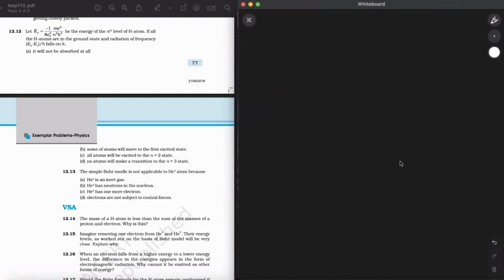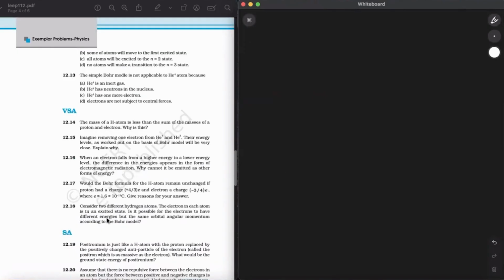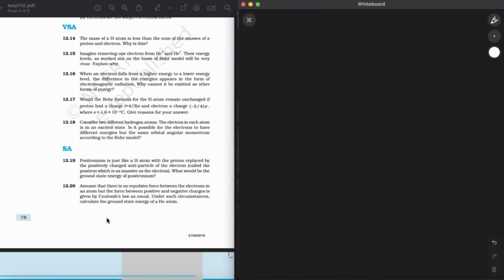Moving on to these very short answer types. Let's see. The first question is: the mass of a hydrogen atom is less than the sum of the masses of proton and electron. Why is this?